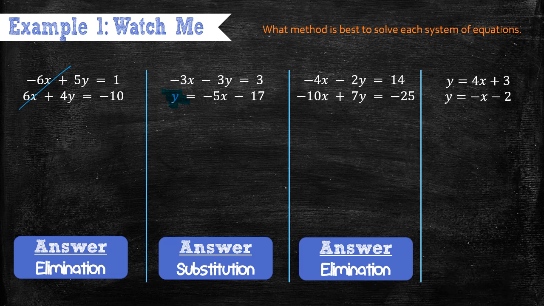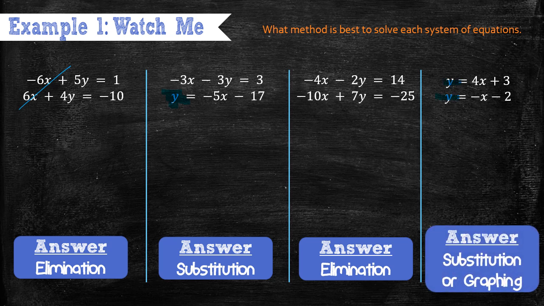Lastly, here we've got two equations: y equals 4x plus 3 and y equals negative x minus 2. This is a great time, again, since my y's are already isolated for me, to use substitution to solve. Or these are both in slope-intercept form, so why not just graph both lines and see where they intersect to find your solution? That would be another great way to solve this problem.